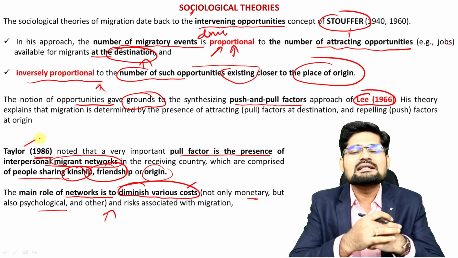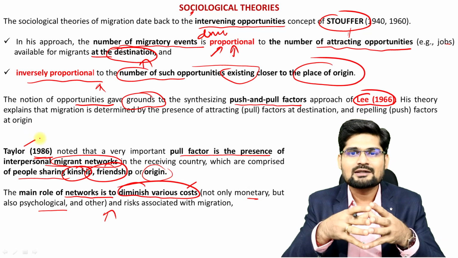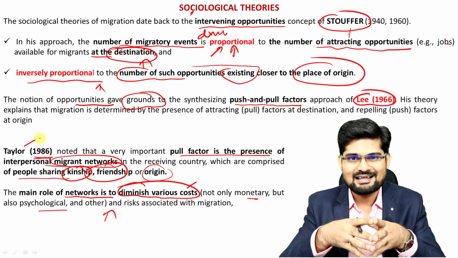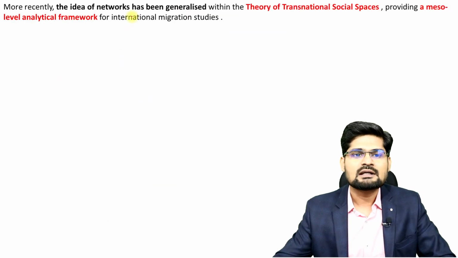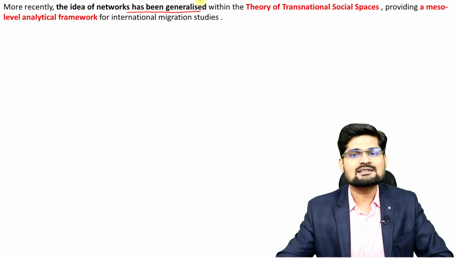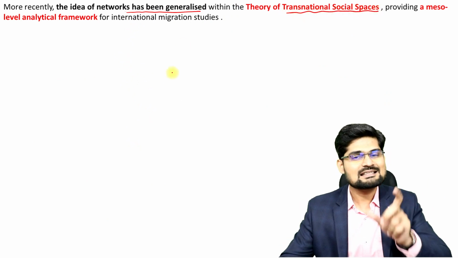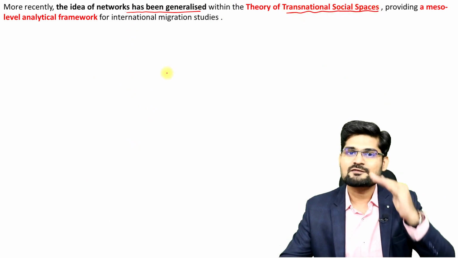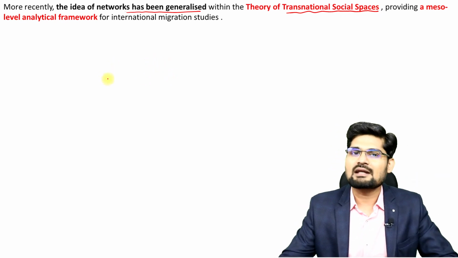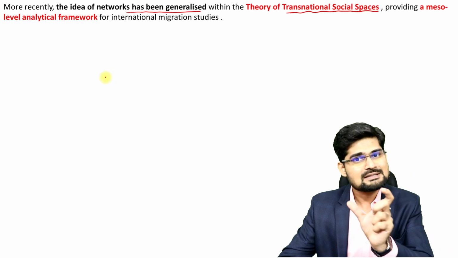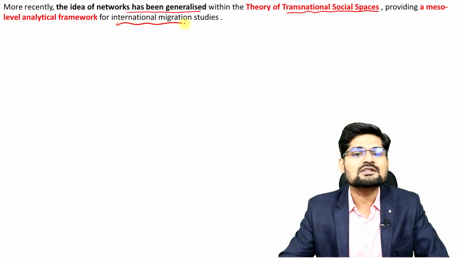So if you look into these theories, they are basically talking about the social realm. They're talking about social networks, right? That's why they are grouped as sociological theories. Now further, if you observe, the idea of networks has been generalized by the theory of transnational social spaces, right? And transnational simply says from one nation to the other. It provides us a meso level of analytical framework. Macro, meso, micro. So this is a meso level framework which was also used for international migration studies.